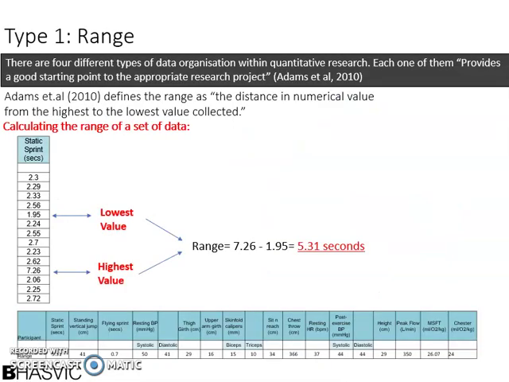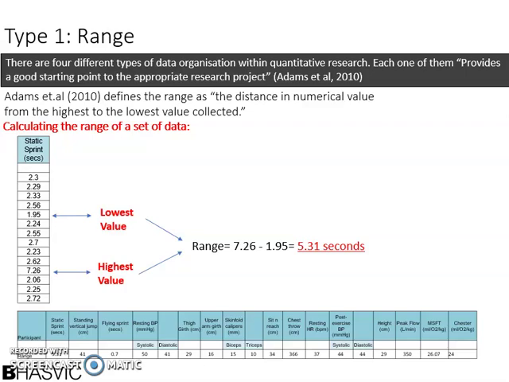So I'm just going to start off by talking about the different ways of organizing data. Within quantitative data analysis, there are 4 ways of organizing the data collected. Adams et al. state that each one of these ways of collecting data provides a good starting point to the appropriate research project. The first method is the range.